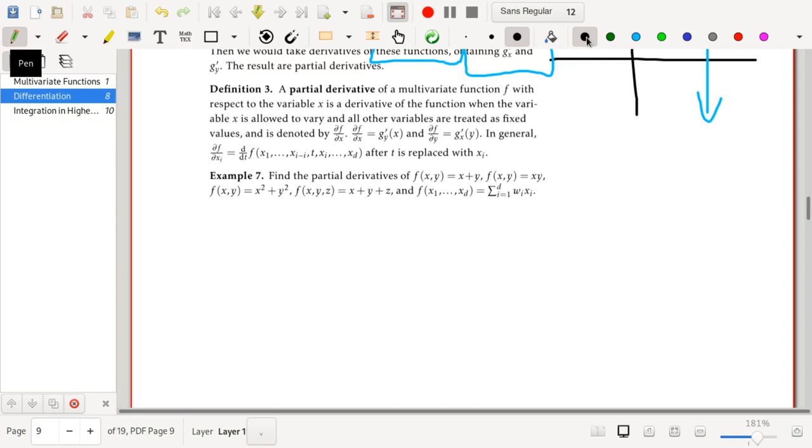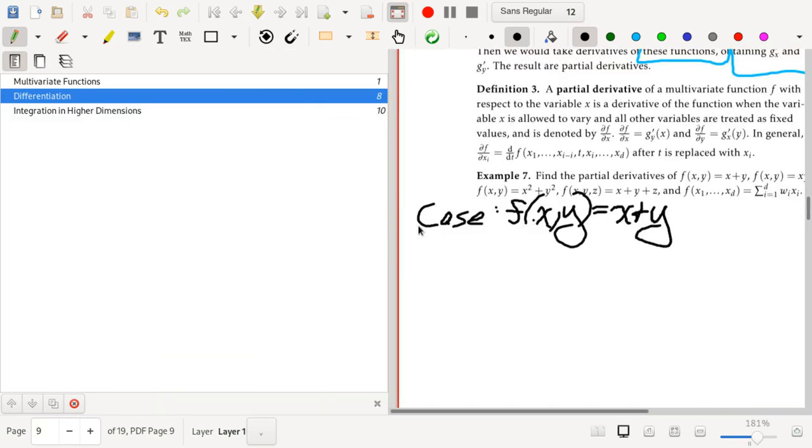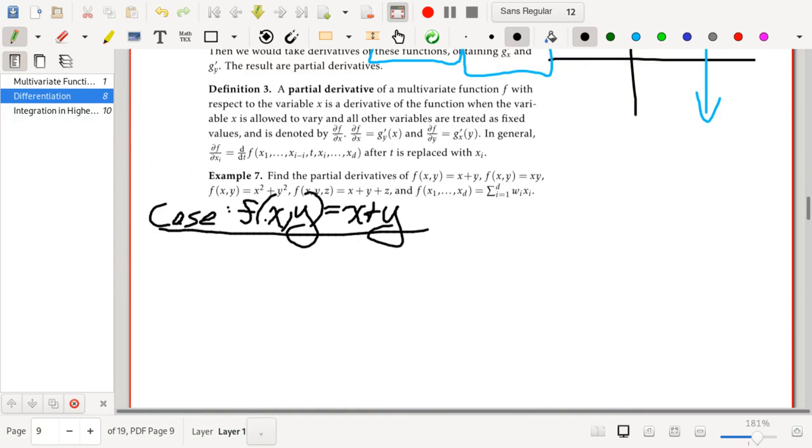So let's consider partial derivatives of f(x,y) equal to x plus y, x times y, x squared plus y squared. Let's consider the three-dimensional case and also the d-dimensional case, just to try and get familiar with partial derivatives. So let's say case f(x,y) is equal to x plus y. This will be our first case, in which case partial f over partial x is equal to the derivative.